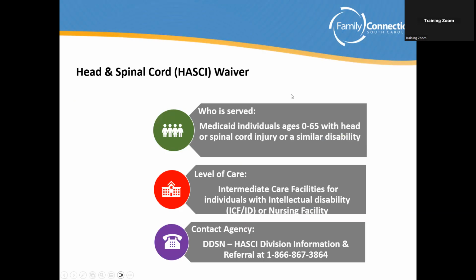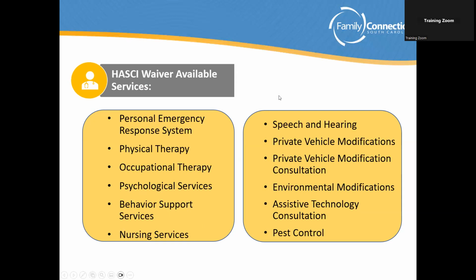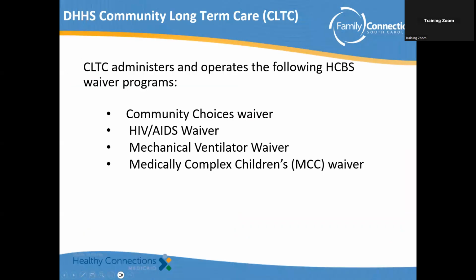So the last one that I'm going to mention for right now is the HCBS waiver. It's the head and spinal cord injury waiver. This is specific for a diagnosis of a traumatic brain injury or spinal cord injury for all ages, and is again within DDSN, that particular division. You'll see some of the waiver services are very similar in terms of day-to-day care, but then also career prep, employment services, and environmental and vehicle modification as well. And depending on the individual's needs or the family's needs, some services may be better for now, and others maybe are something to think about for later on.